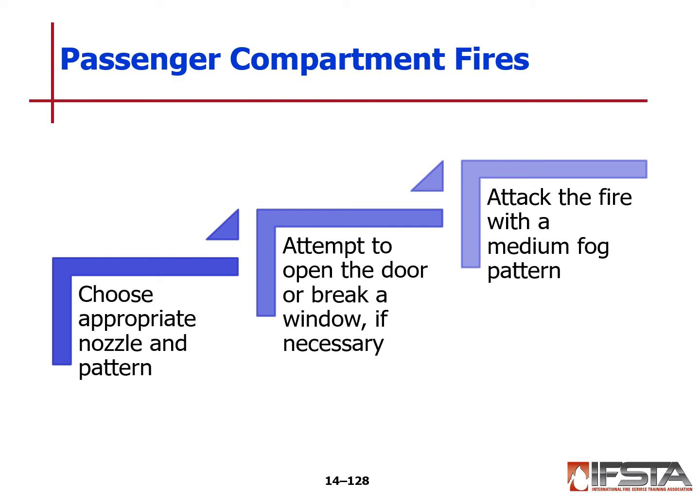Fires within the passenger compartment, we want to choose the appropriate nozzle and pattern, attempt to open the door or break the window if it's not already out, and attack the fire with a medium tight fog pattern. And I know in compartmentalized fires, as far as structures are concerned, we don't really teach the use of semi-fogs or full fog patterns, but in a compartment that you're not going to enter, that you're working from the outside in, and you use fogs, you can step away from the steam and allow the steam to do the work for you.